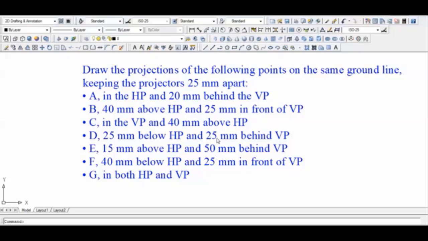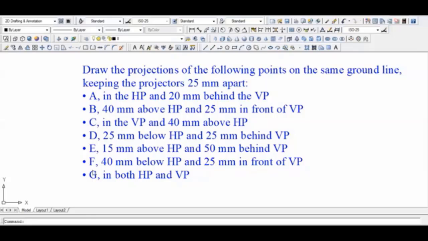Draw the projection of the following points on the same ground line, keeping the projectors 25 mm apart. So guys, basically here are 7 different points from A to G. What we're going to do is identify, for each and every point, the value of H.